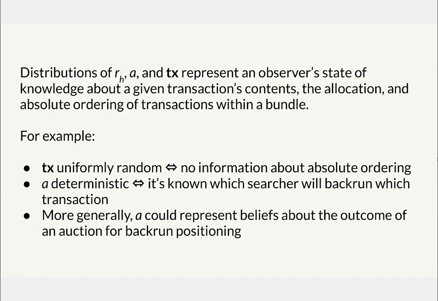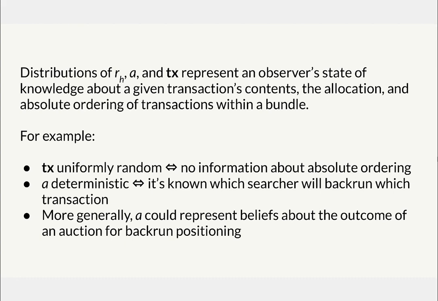So we want to think about the dynamics of this model from the perspective of a searcher who may have imperfect information about the values of those parameters. They might not know the contents of the target trades, or they may know partial information. For example, in MEV-Share, it's possible for users to conceal part or all of the information about the contents of the trade from the backrunners. Similarly, they may know reduced information about the allocation function and about the absolute ordering.